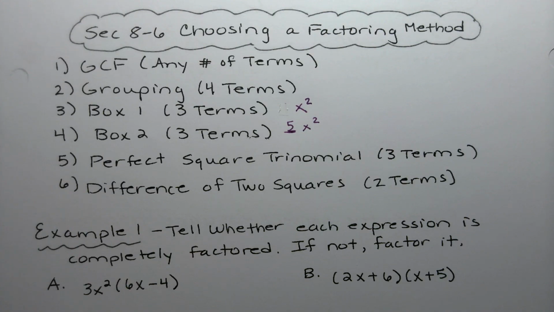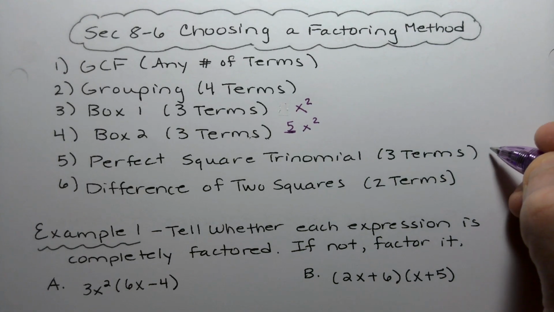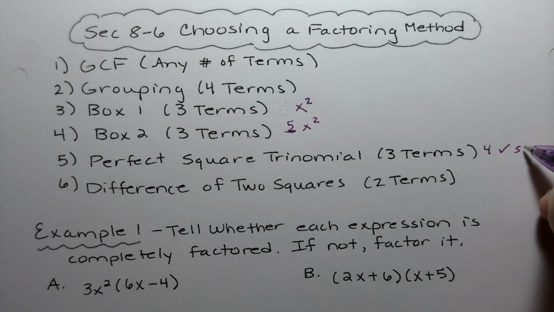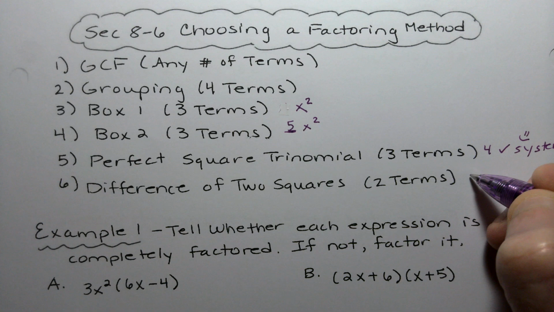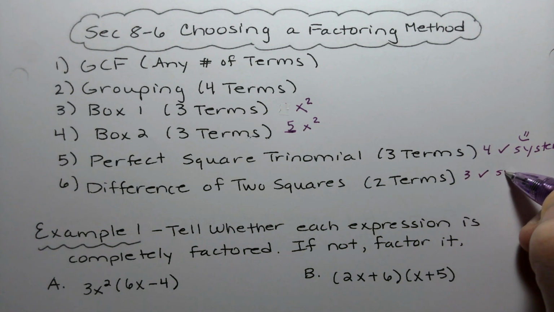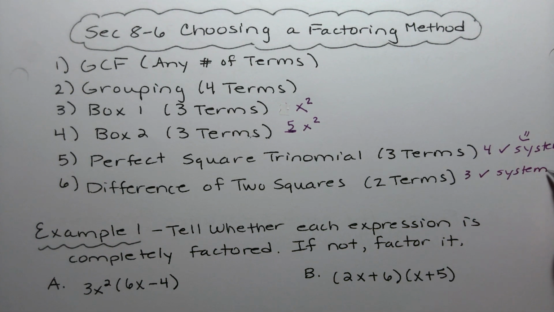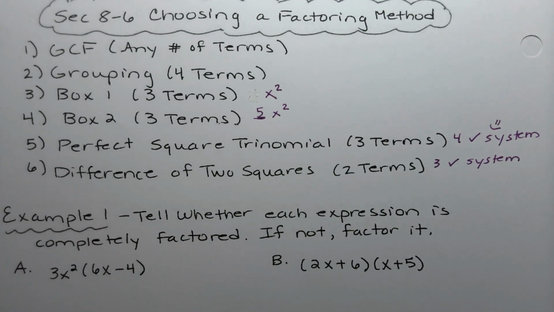Then we got the perfect square trinomial. That is also when we have 3 terms, and we have the 4-check system, or otherwise known as the smiley face. And then we have the difference of squares. That's a 3-check system. So just little things to try to remind you of what we talked about.